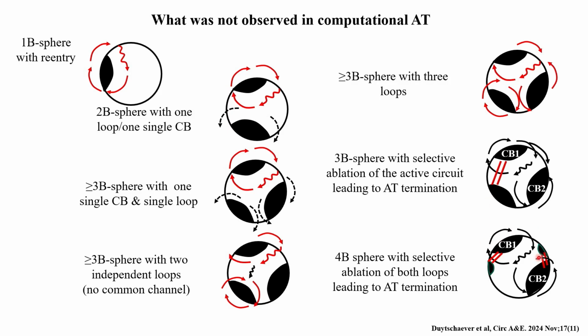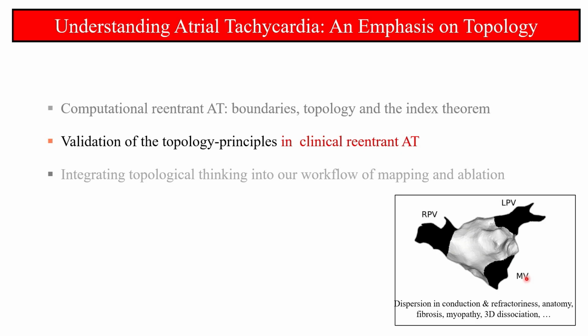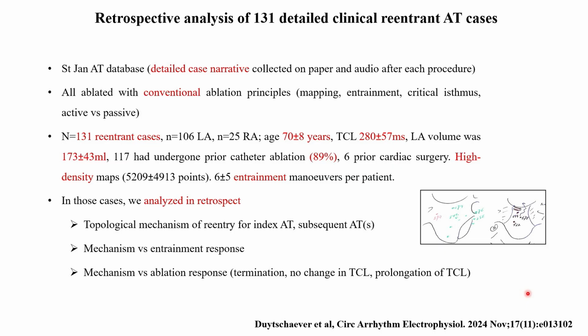These are 4 boundaries. Look, this figure of 8 with 4 boundaries. The idea that you would terminate this tachycardia by ablating this CB1 to NCB and this CB2 to NCB won't happen. We just had to validate this now in clinical ATAC, because of course in atrial tachycardia there is dispersion in conduction velocity and refractoriness, there's fibrosis. The boundaries are sometimes scars, sometimes valves. So we had to validate this, and we did this in our CERC EP paper.